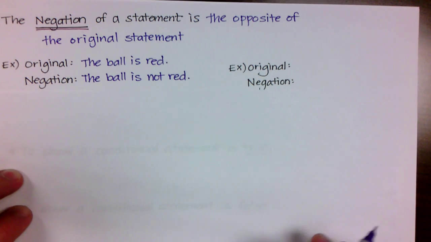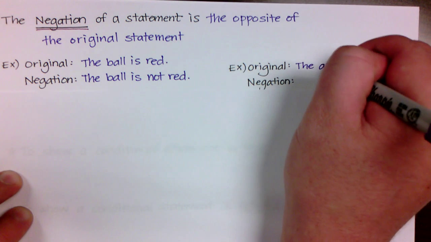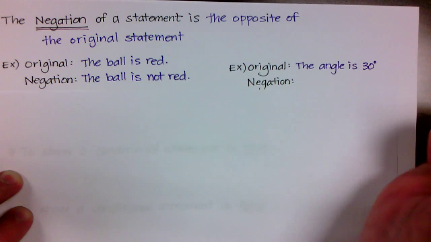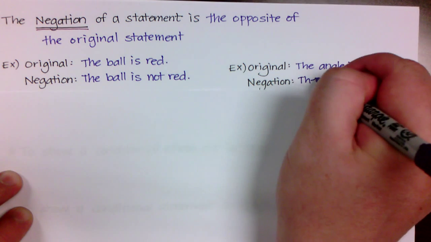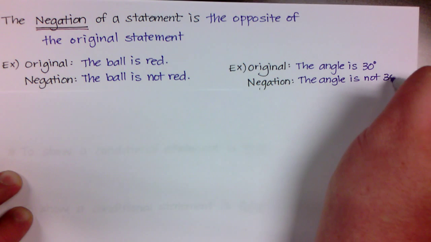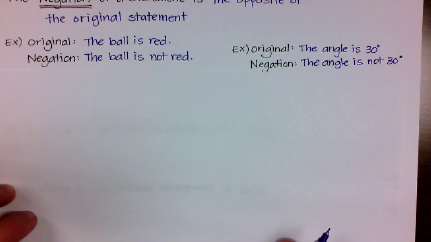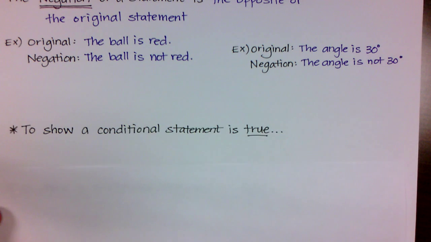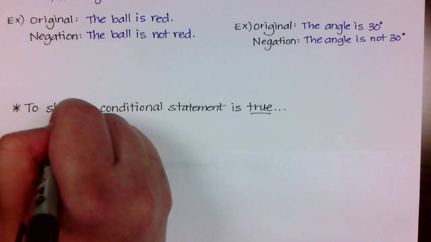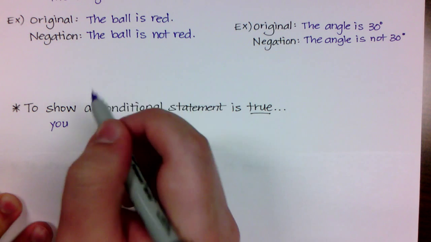Okay, I could have another example where the original statement says the angle is 30 degrees, and the negation of this would be the angle is not 30 degrees. Okay, so we're getting into some logic here. So if you were asked to show that a conditional statement was true, you have to prove that it's true for every hypothesis, every time that you have that hypothesis.